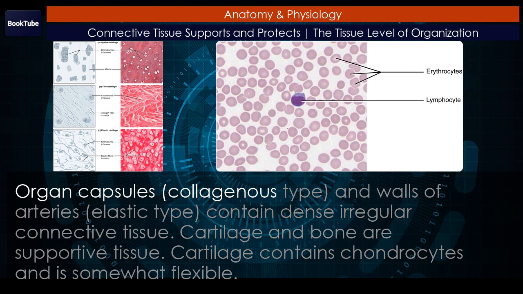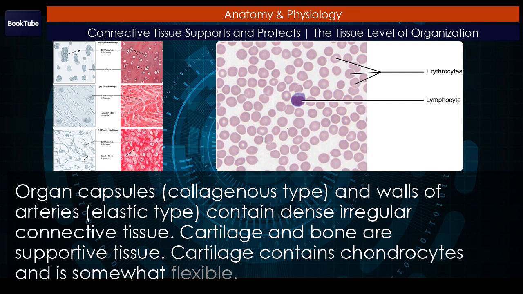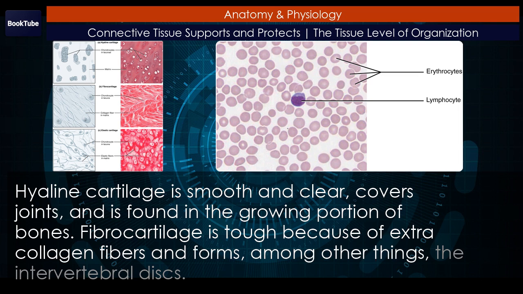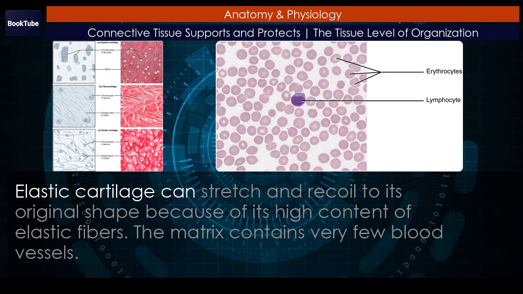Organ capsules, collagenous type, and walls of arteries, elastic type, contain dense irregular connective tissue. Cartilage and bone are supportive tissue. Cartilage contains chondrocytes and is somewhat flexible. Hyaline cartilage is smooth and clear, covers joints, and is found in the growing portion of bones. Fibrocartilage is tough because of extra collagen fibers and forms, among other things, the intervertebral discs. Elastic cartilage can stretch and recoil to its original shape because of its high content of elastic fibers.